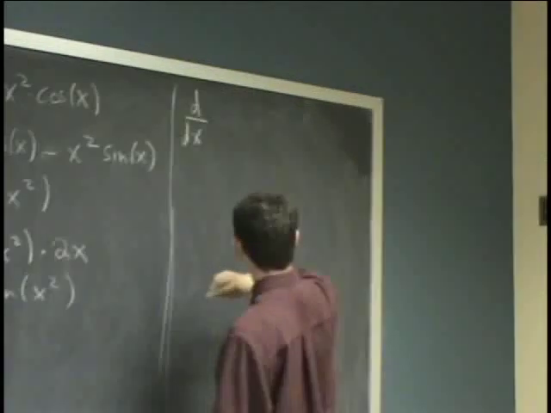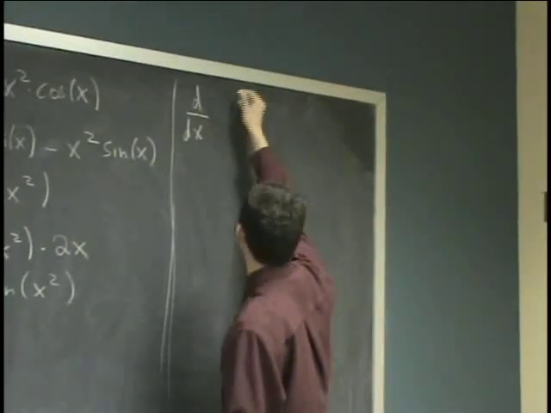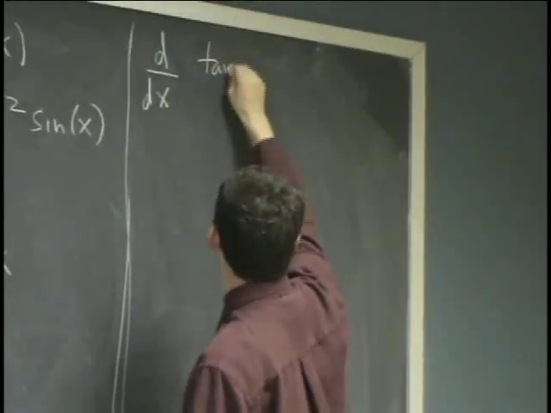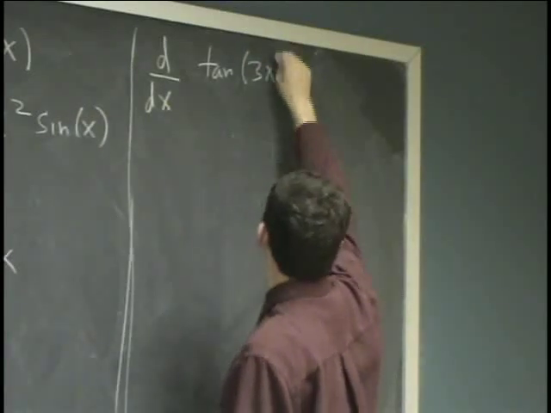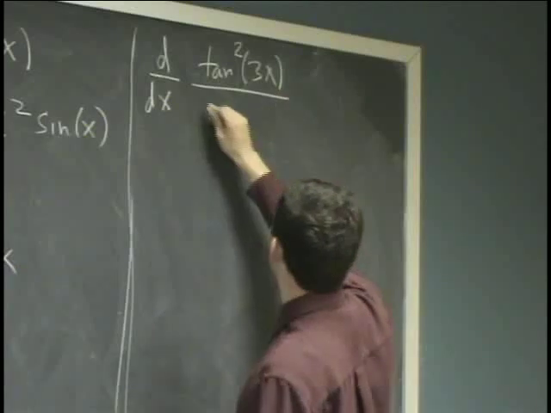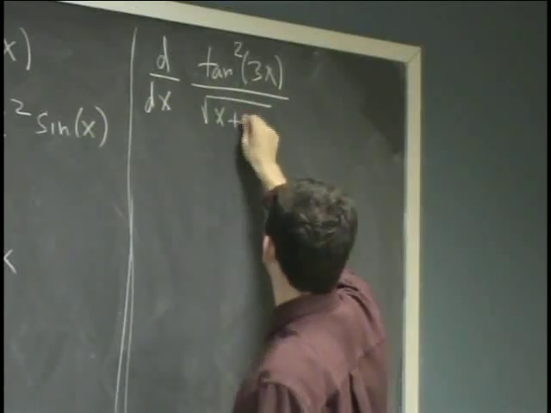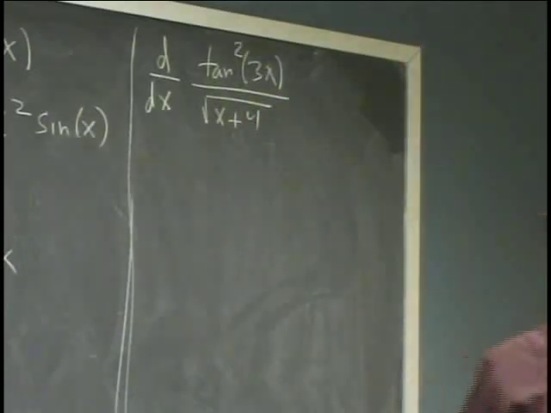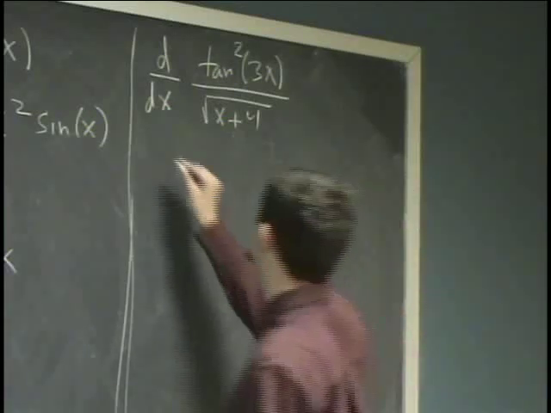The derivative of, how about, tangent of 3x squared over the square root of x plus 4. Whoo! A lot going on here. So what's the first rule I need to apply? Quotient rule, right? I have a quotient of functions. I have to apply the quotient rule.